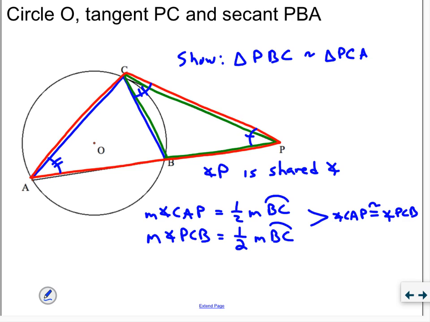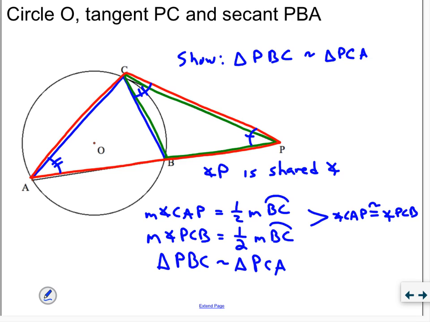By my third angle conjecture, the other angles are congruent. So that's going to tell me that triangle PBC is similar to triangle PCA. Now, let's continue a little bit, because now I want to write a proportion.